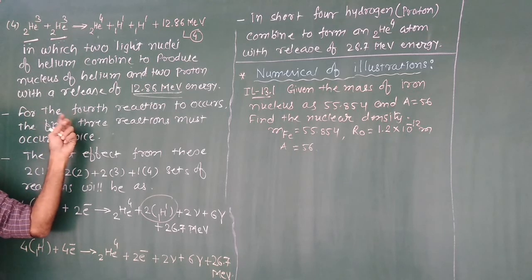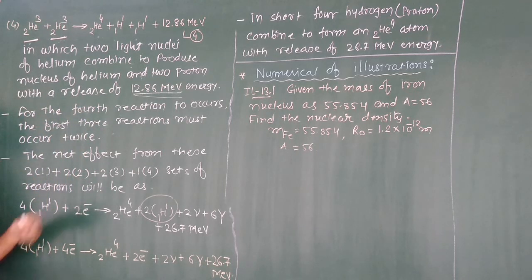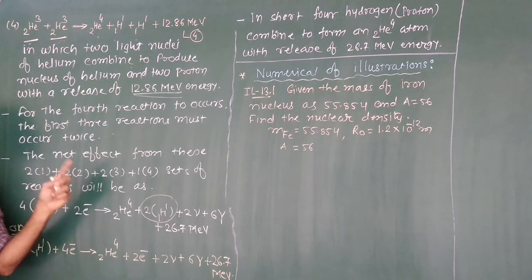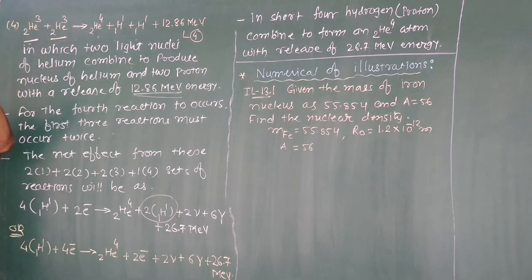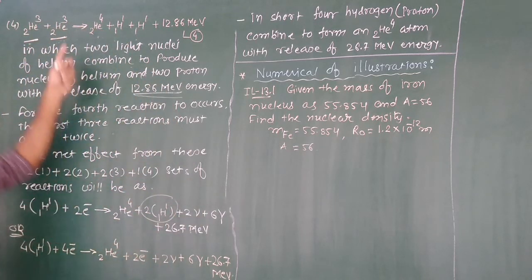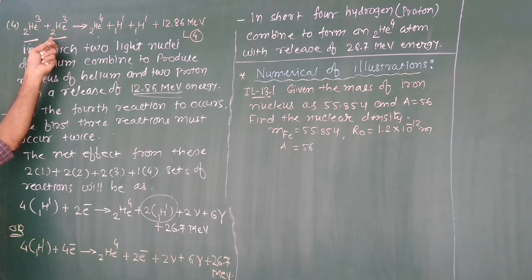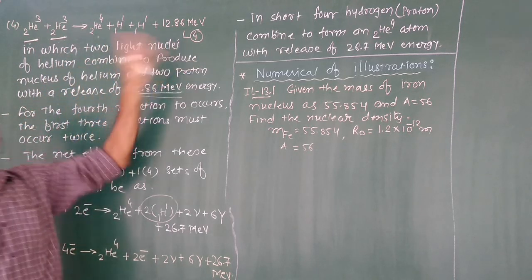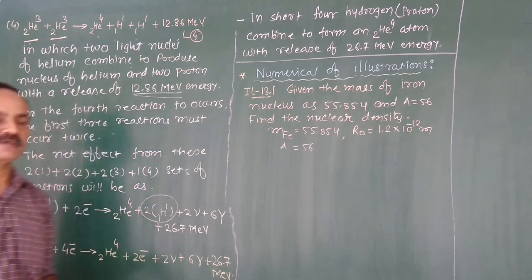For the fourth reaction to occur, the first 3 reactions must occur twice. Because in the fourth reaction, 2 light helium nuclei are required. Due to one set of the 3 reactions, 1 light nucleus of helium is produced. The second set of the 3 reactions produces another light helium nucleus. These 2 light helium nuclei combine to form the helium nucleus plus 2 protons plus 12.86 MeV energy.